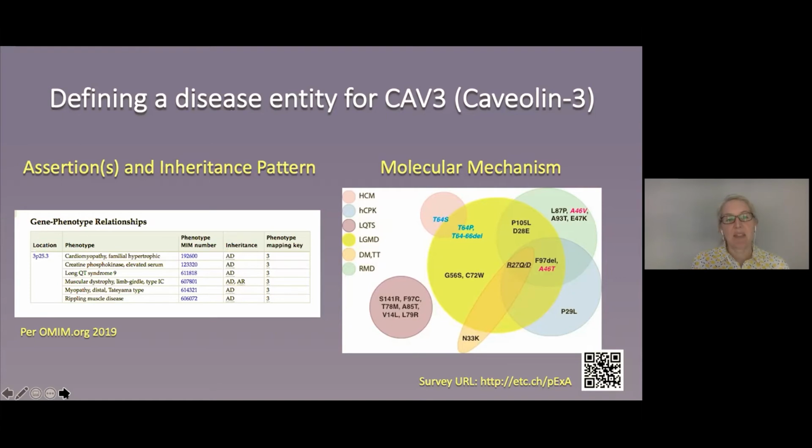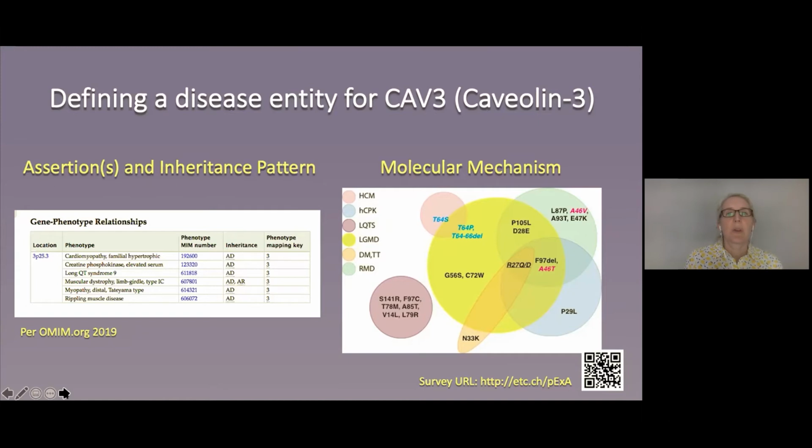So what we see is that there are 6 assertions at the time in 2019 that were given for caveolin-3. These may include a familial hypertrophic cardiomyopathy. It can have elevated creatine phosphokinase, a long QT syndrome, and some muscular dystrophies, and a mix of them, including a limb girdle, distal myopathy, as well as a rippling muscle disease that we have here.